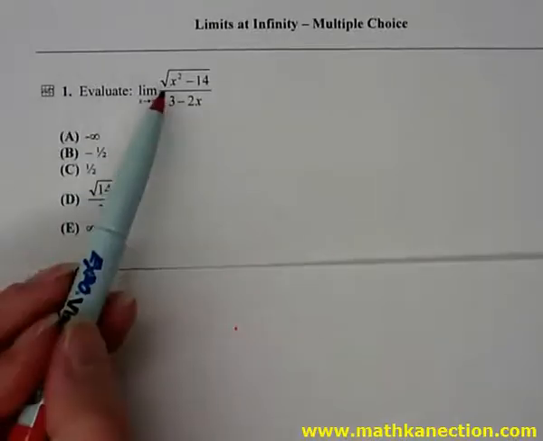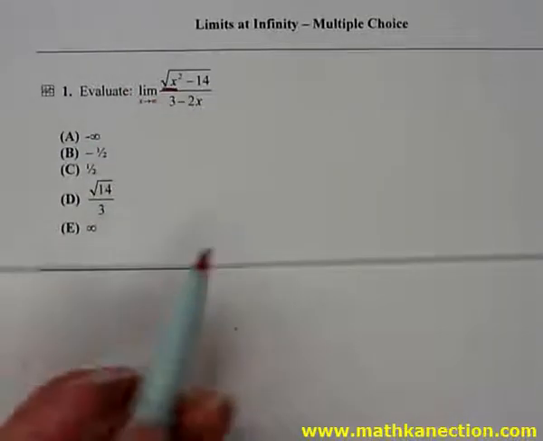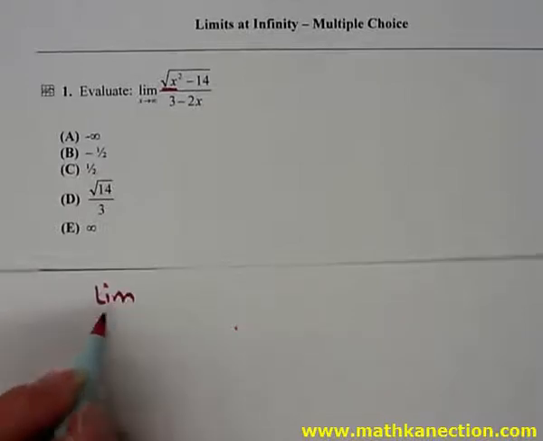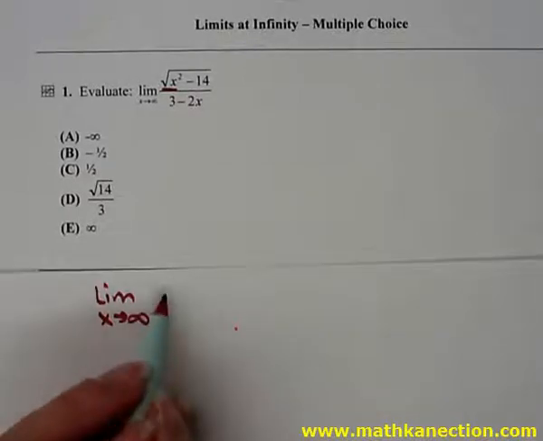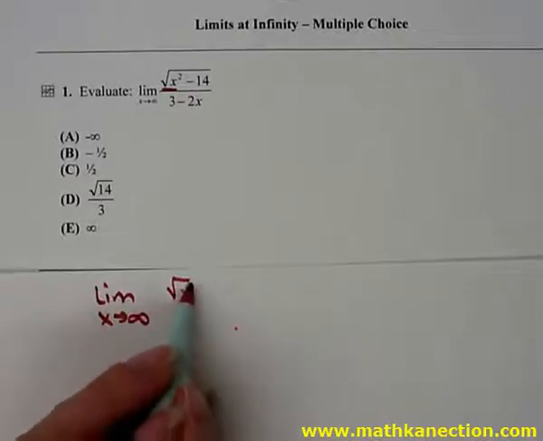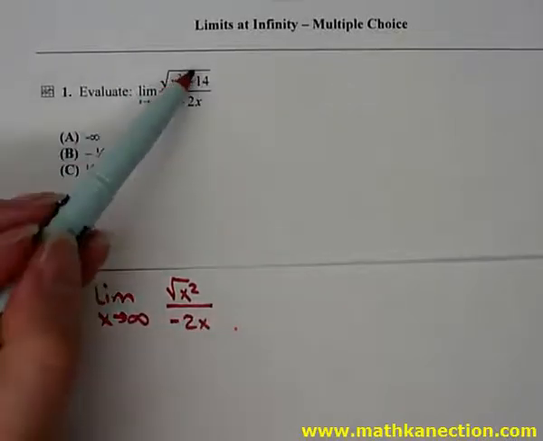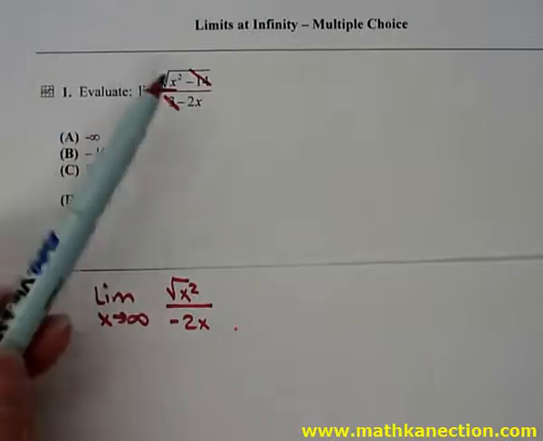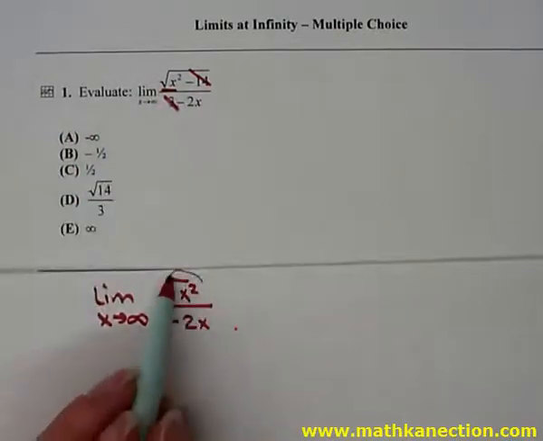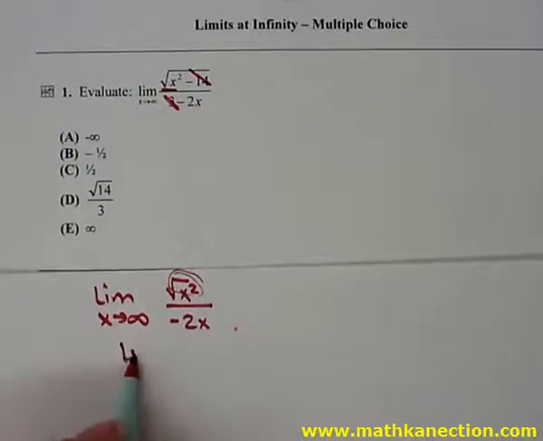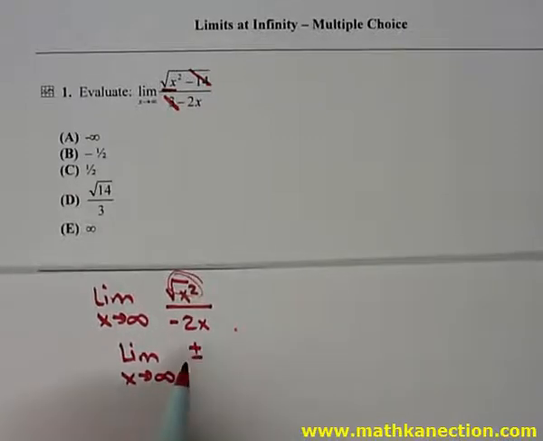In this problem we can use our calculator, but if we were to evaluate this limit by hand, we would take a look at that leading term, limit as x approaches infinity of just the square root of x squared, and the denominator would be -2x, ignoring the other terms. So reducing square root of x squared would turn out to be positive or negative x, and the denominator we still have -2x.